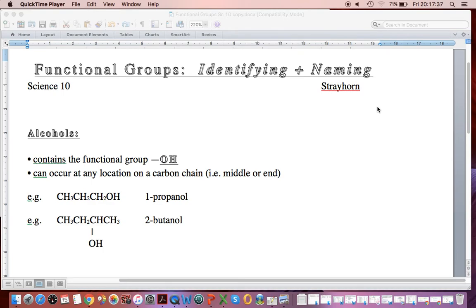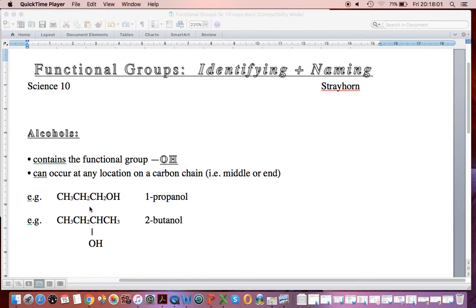Good day. We are now looking at functional groups, and all you have to be able to do is identify them. It talks about naming. You don't have to worry about the naming for Science 10. That's for the future. So if I'm looking at a formula and I'm looking for alcohol, what I'm doing is I'm looking for a functional group called OH.